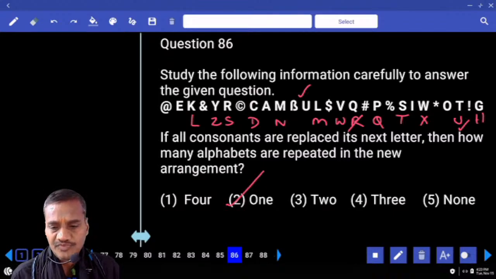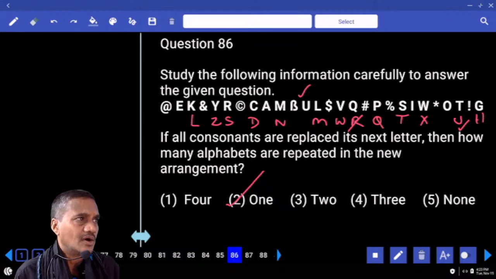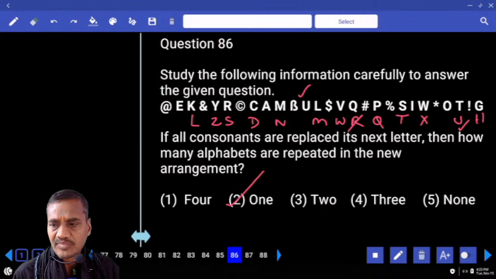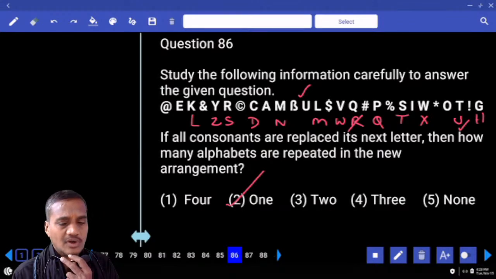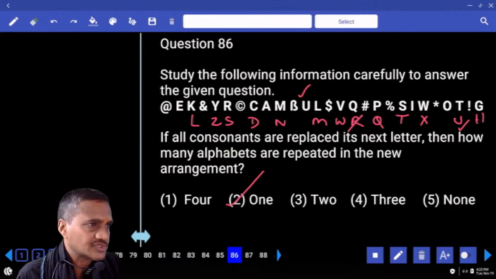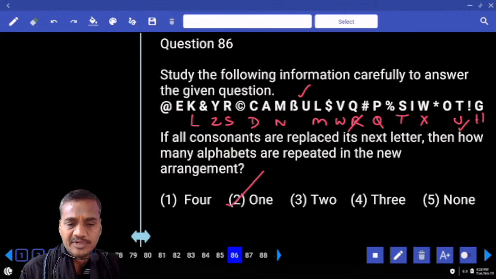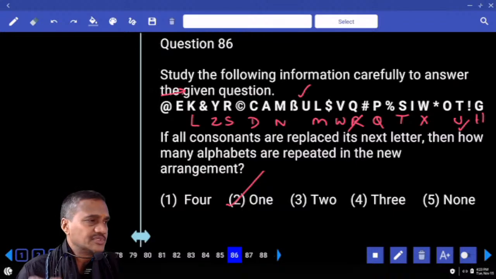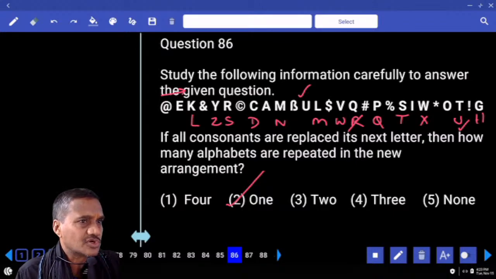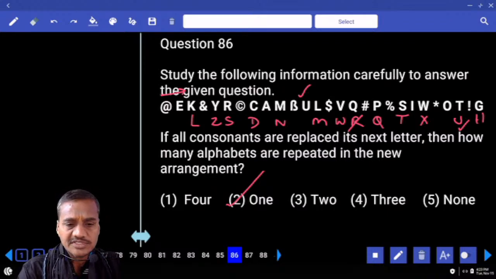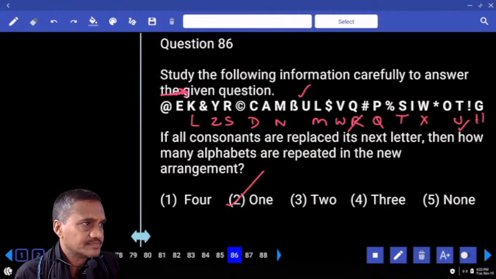2. Now for this one, if you observe here, all these consonants were changed to the next letter. Is there any letter that is repeated more than once? All these consonants are changed to the next letter, isn't it? That means all these consonants will be changed to the next letter. And among these consonants, is there any consonant that is repeated twice? No. Hence, consonants cannot be repeated.